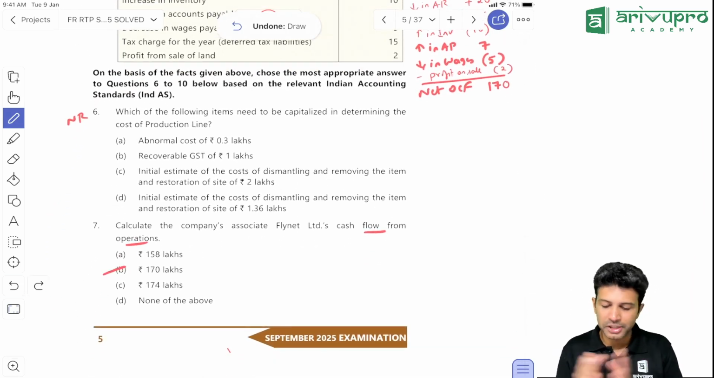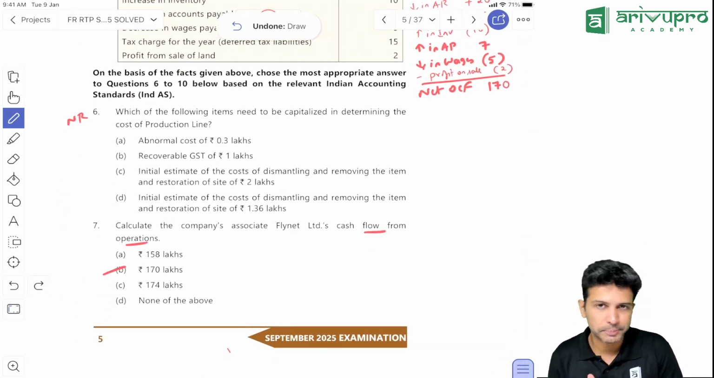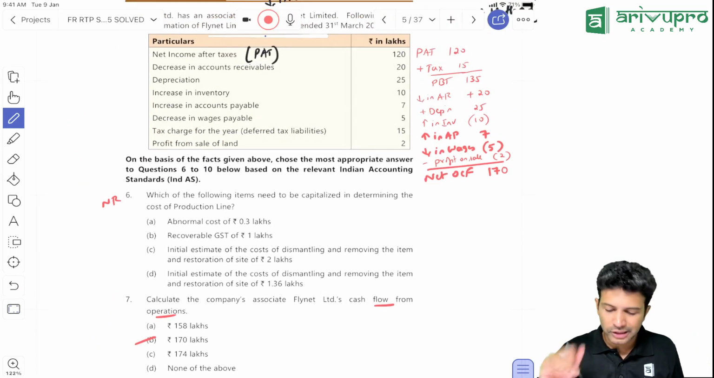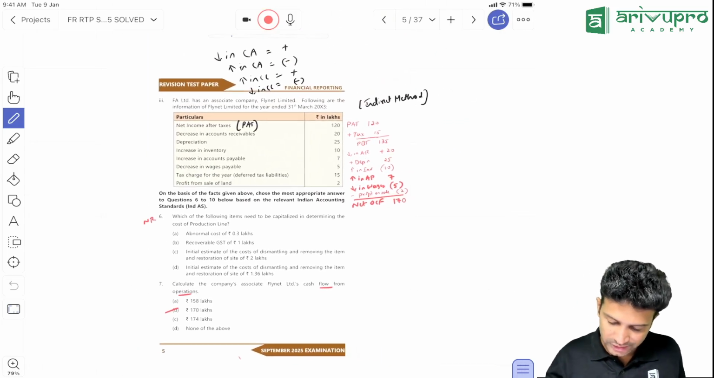They have not given information about tax, so we don't have to worry about that. If they had given it, probably we would have worked out tax paid. So that's the question and its quick solution.